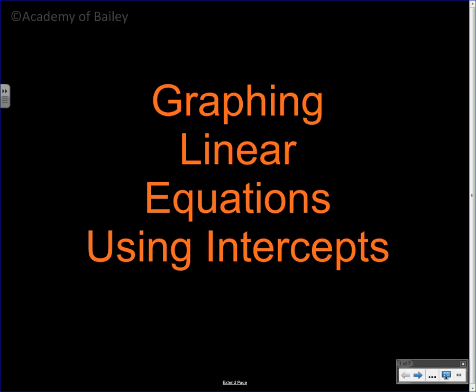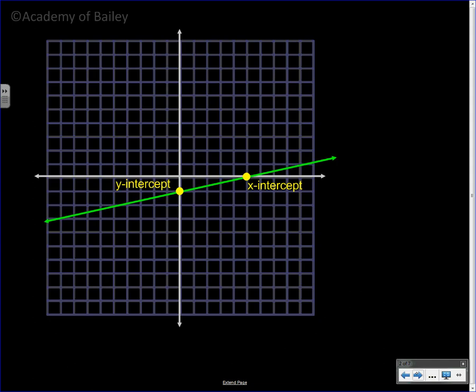Okay, we're going to look at the lesson here on graphing linear equations using intercepts. In order to graph linear equations using intercepts, you might need to know what an intercept is. So we have the line, it is the green line there. It represents an equation. And if we look at it, it has two intercepts. And the intercepts are where it crosses the x and the y axis.